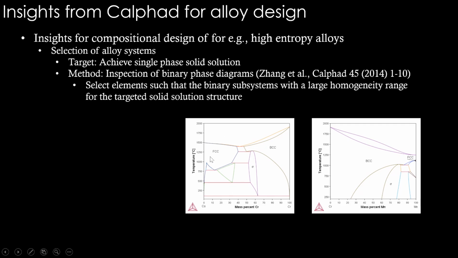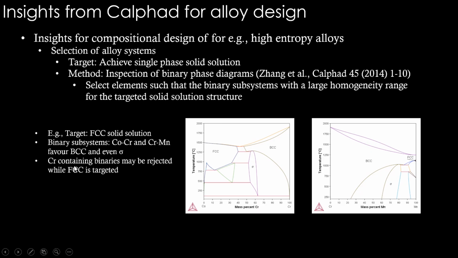Here if you see, the FCC region is this much, the BCC region is large, and the sigma phase also comes here. And here if you see an even bigger BCC region, FCC is a very small region, and the sigma phase is also there. So these chromium containing binaries have this large BCC range and also sigma formation tendencies. The target is an FCC solid solution. In that case, the binary subsystems Co-Cr and Cr-Mn favor BCC and even sigma. Therefore, chromium containing binaries may be rejected while FCC is targeted. That's what we can sense from the binary diagrams.